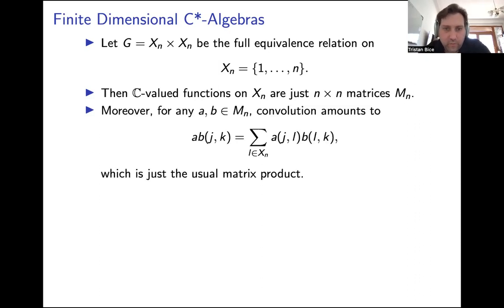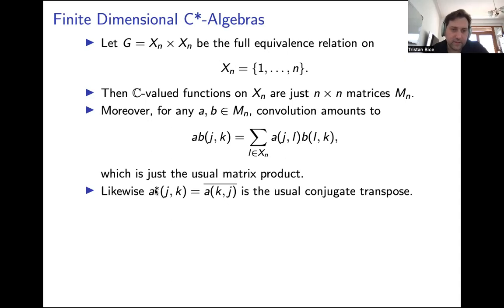And moreover, if you write out what convolution means in this case, well, it looks like this, right? AB at this pair JK, well, you have to sum over all the pairs whose product is JK. But we know what those are, right? The only possible pairs that give you JK are those of the form JL and LK. The inner things have to agree because that's the only time when the groupoid product is defined. And this already hopefully is looking kind of familiar, right? This is really just a matrix product, just written out in kind of gory detail. So if we're viewing these functions as matrices, then convolution is just the usual matrix product.